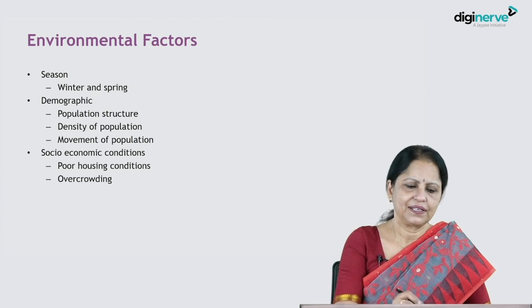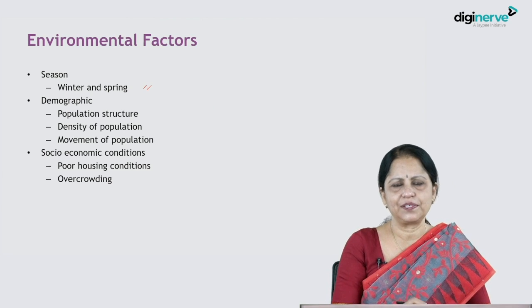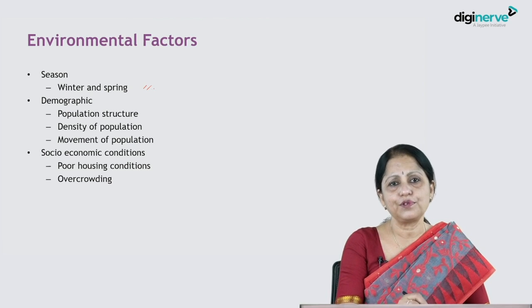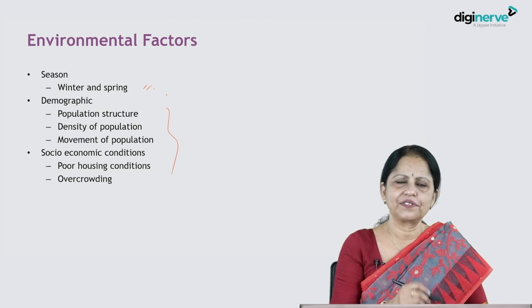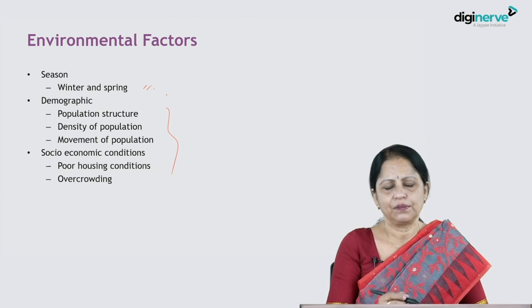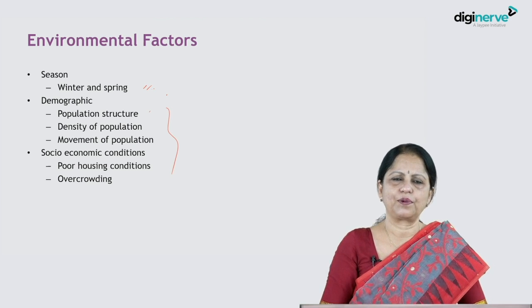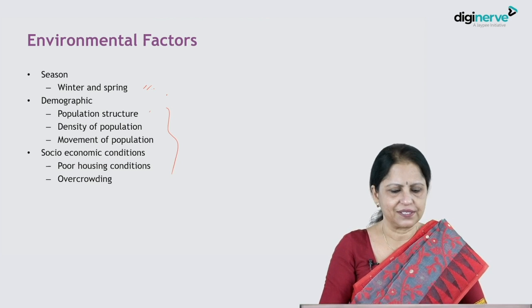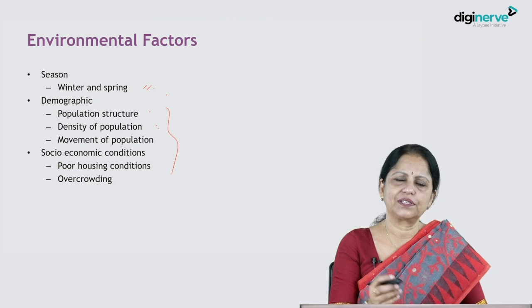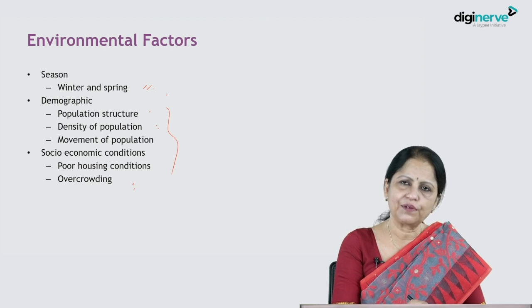Among environmental factors, it is a disease of winter and early spring. This is the time when most viral infections occur. Demographic factors are very responsible for transmissibility, like population structure. If the population consists of more young children, there will be more disease. Density of population, that is people close together and overcrowding within the houses. These are all influences for transmission of communicable diseases.